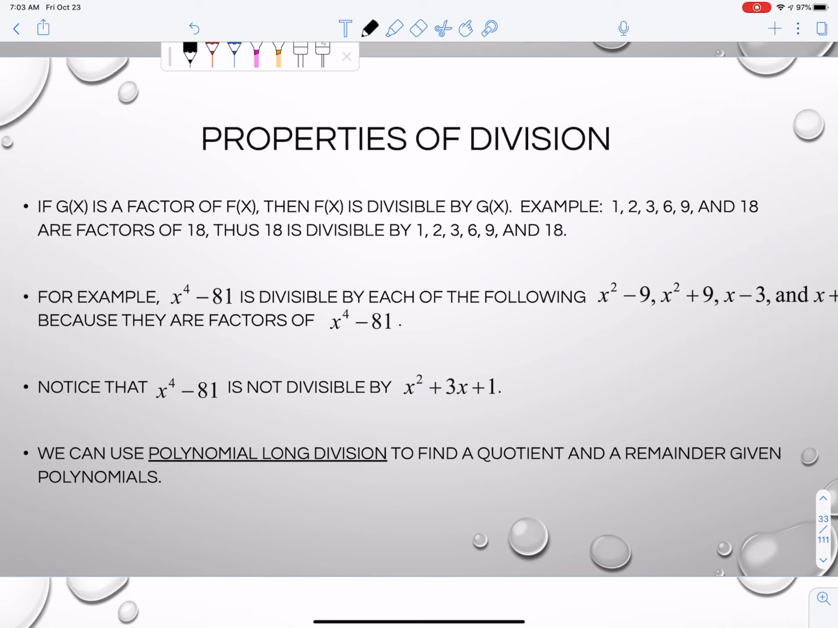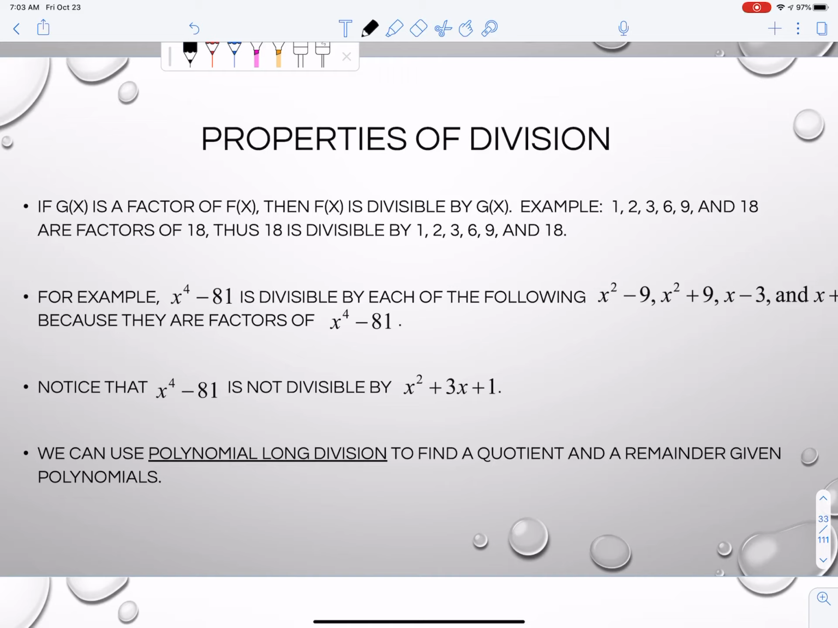So, a couple of properties here. If I have two functions, g and f, if g is a factor of f, then f is divisible by g. So think about it in terms of real numbers. 1, 2, 3, 6, 9, and 18 are all factors of 18, and also 18 is divisible by 1, 2, 3, 6, 9, and 18. Okay, just that same property that works for real numbers is going to work for division.